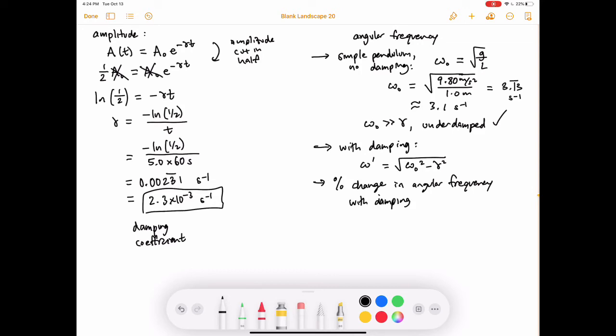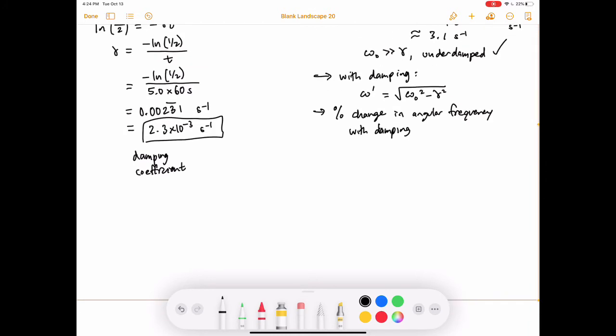So in other words, here's what I want us to calculate. Percent change is going to be given by omega prime, that's the frequency with damping, minus omega naught, that's the frequency without damping, over omega naught, and then times 100 makes that a percentage. Okay, so to simplify that expression a little bit, we can write this as omega prime divided by omega naught minus 1 times 100.